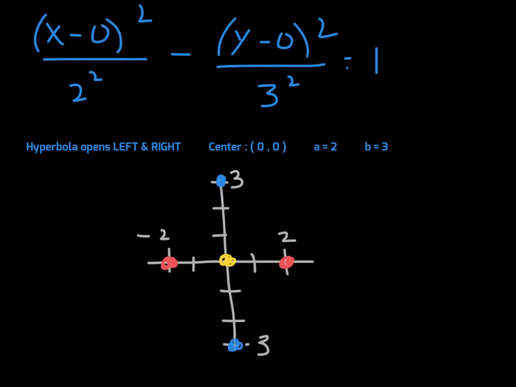Now, what you're going to see me do is create a rectangle with these 4 points here. These vertices and this point and this point. All right? What I'm going to do is create a rectangle, and it's going to go through my 4 points here, the 2 red ones, my vertices, and those 2 blue points. And this rectangle is going to help me draw my asymptotes.